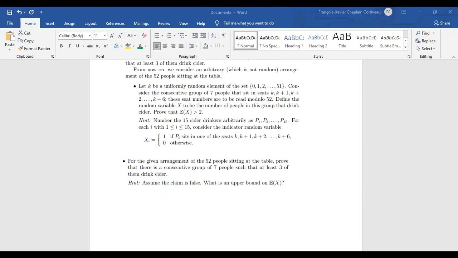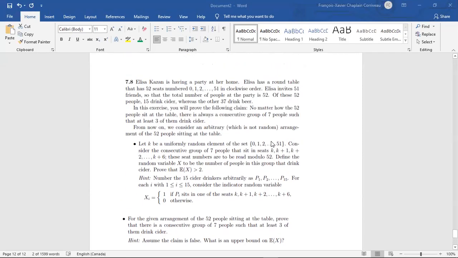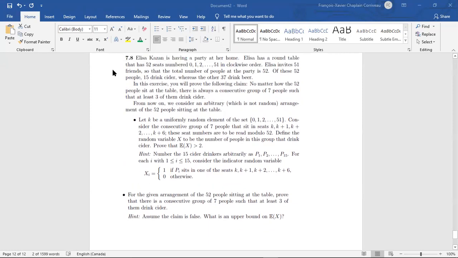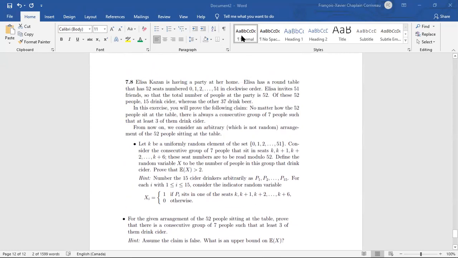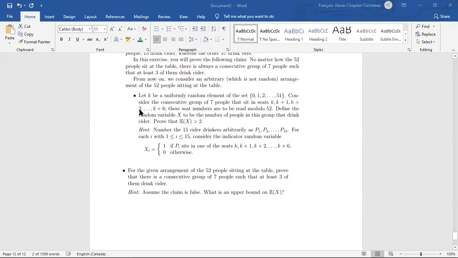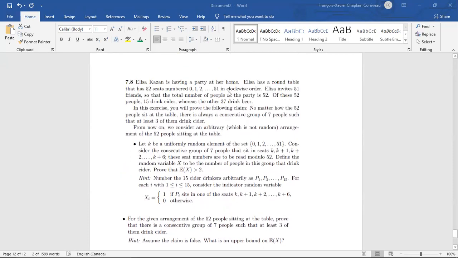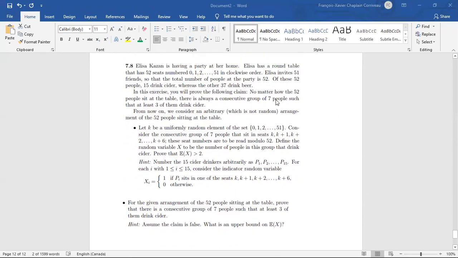I feel like Pat has asked a similar question in one of his past assignments, if I remember correctly. And it wasn't a very nice question. It wasn't a trivial question. So the first annoying part is we are dealing with a round table, right? So that's annoying, but let's read the question carefully.